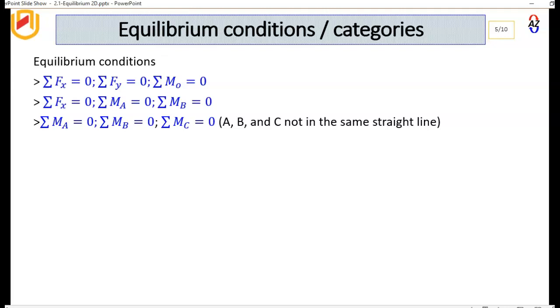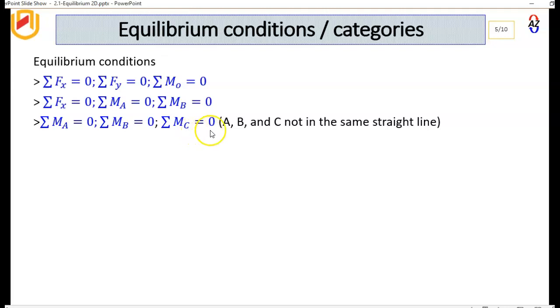Let's look at what are called the equilibrium conditions. Any of the three conditions that we see here will be sufficient for equilibrium. Condition number one: summation of forces in the X and forces in the Y, and the moment at one point equal to zero. Condition number two: summation of forces and summation of moments at 2 points equal to zero will be sufficient for equilibrium.